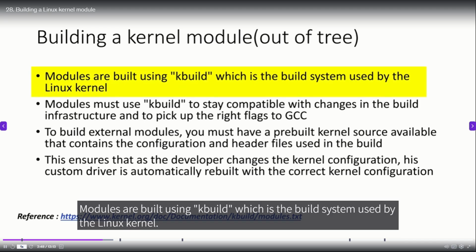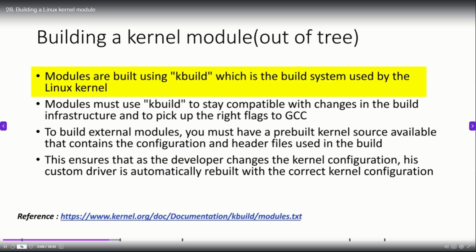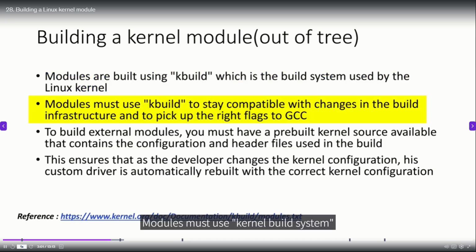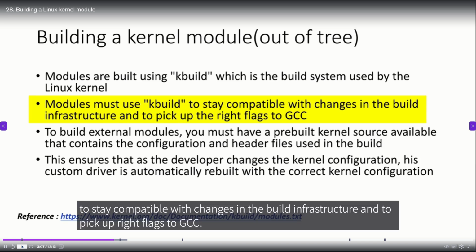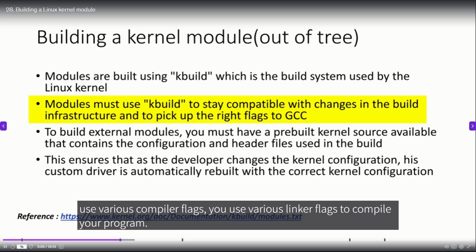Modules are built using kbuild, which is the build system used by the Linux kernel. It doesn't matter whether it is a static module or dynamic module. Modules are built using kbuild, that is kernel build. Modules must use the kernel build system to stay compatible with changes in the build infrastructure and to pick up the right flags to GCC. When you compile a user level program, you use a compiler called GCC, and you use various compiler flags and linker flags to compile your program.